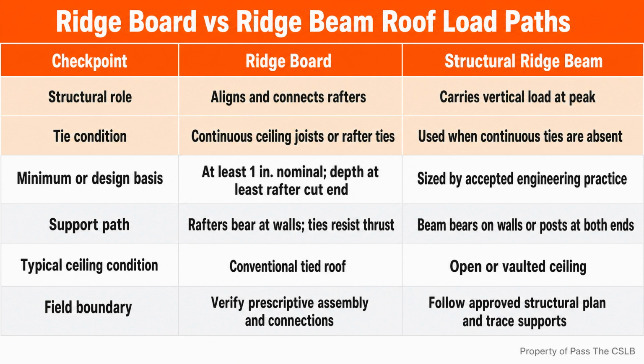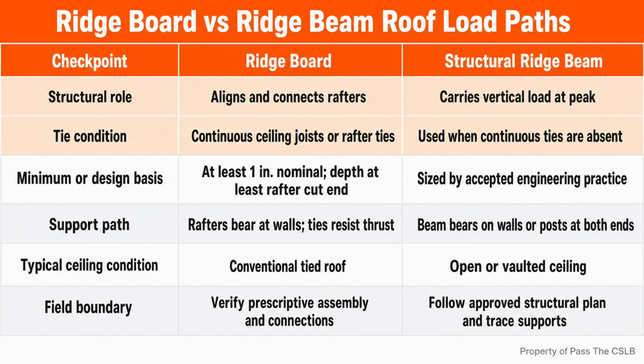The practical distinction is easy to test in the field. Look below the rafters. If the roof has a continuous horizontal tie system that closes the triangle, a prescriptive ridge board may be part of the assembly. If the ceiling is open and the ties are absent, I expect a structural solution at the ridge, along with end supports and a continuous path below those supports.